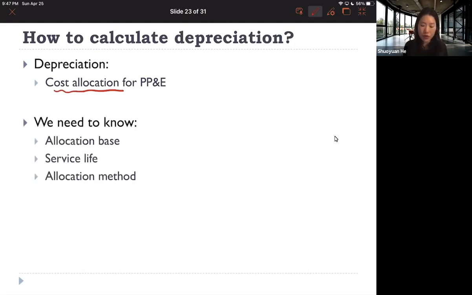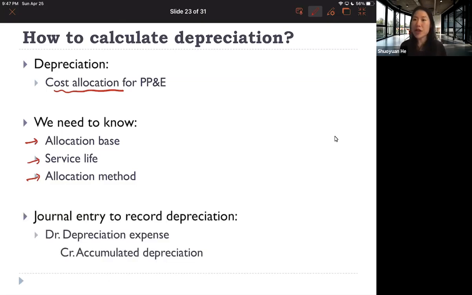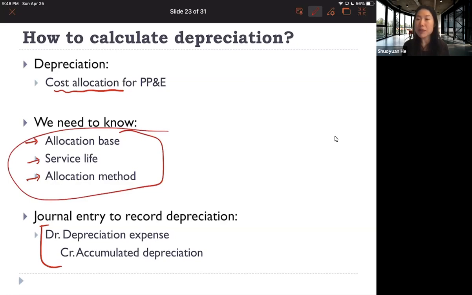And in order to calculate depreciation, we need to know three things. The first is the allocation base. The second is service life. The third is allocation method. So what is our allocation base? And what is the service life? And what is the allocation method? So the general entry to record depreciation is to debit depreciation expense and credit accumulated depreciation. So let's look at these three elements one by one.